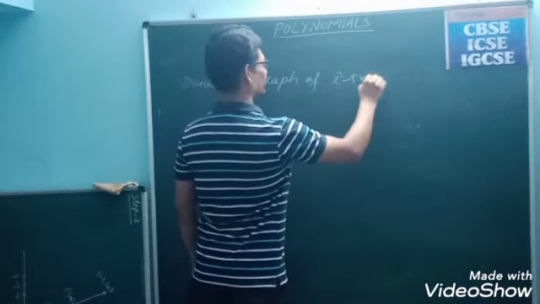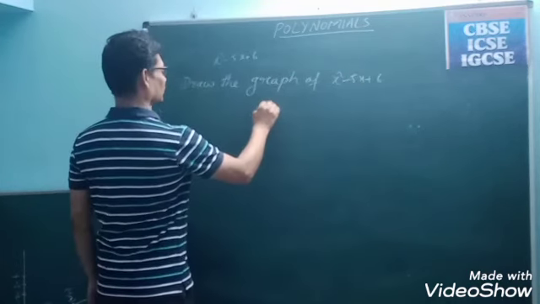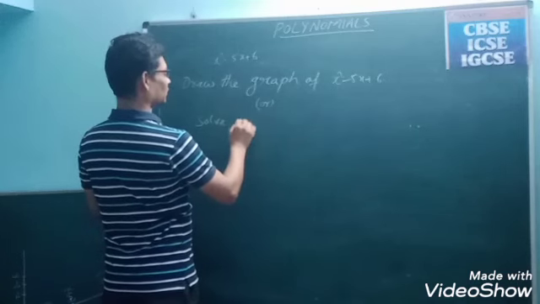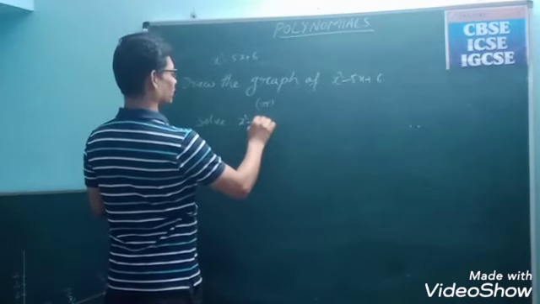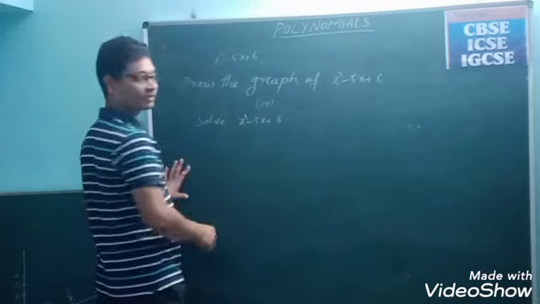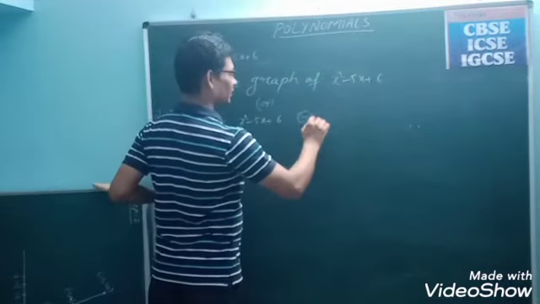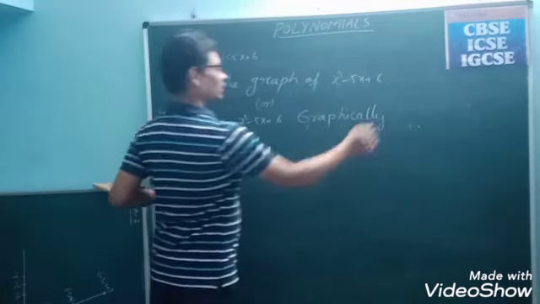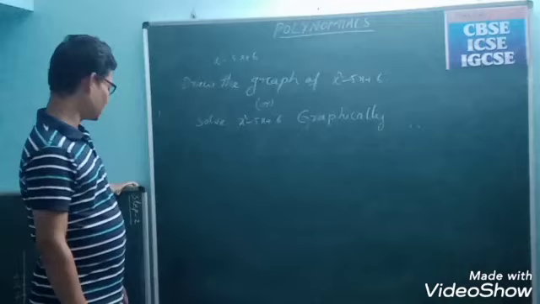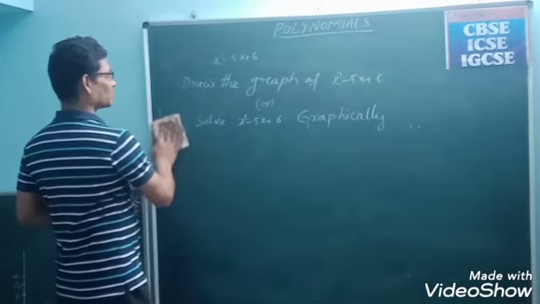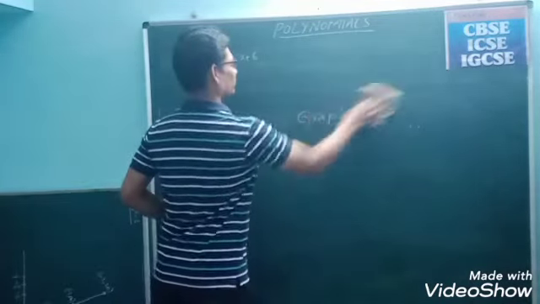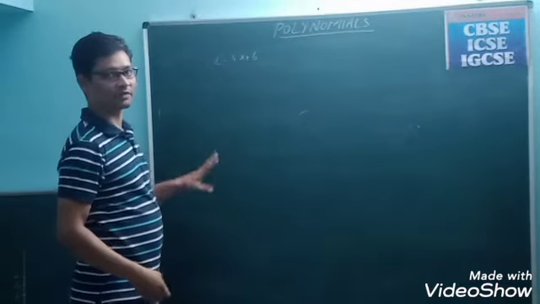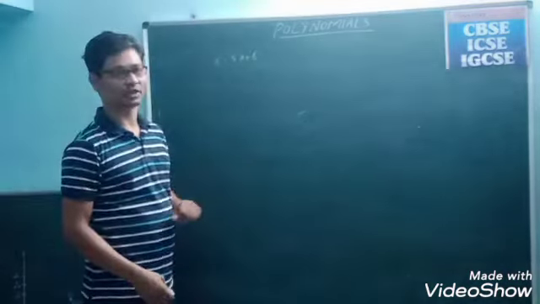x square minus 5x plus 6, the polynomial, or solve the quadratic polynomial x square minus 5x plus 6 graphically. So the question may be asked in any one of the ways. So let us draw the graph for this now. We need to follow 3 steps to draw the graph of any quadratic polynomial.